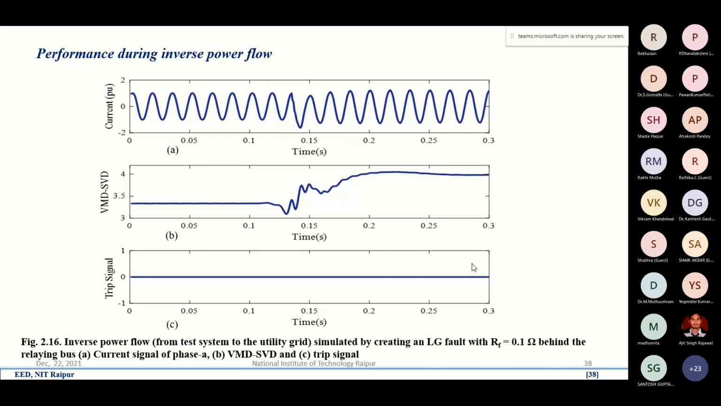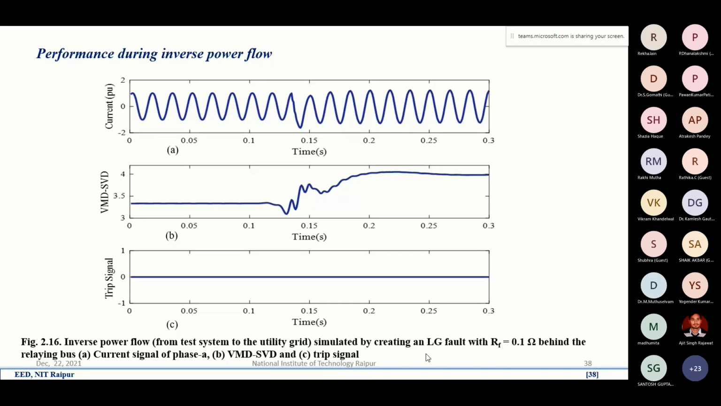Now, another condition is reverse power flow. The power flow direction is reversed whenever the utility grid is disconnected and the system operates in islanded mode. So here you can see that power flows from the test system to the utility, which is the condition of inverse power flow. Usually, power flows from the utility to the test system. Power is contributed by the utility grid to the test system and fed to the load. Whereas if it happens opposite to that, how do we simulate it?